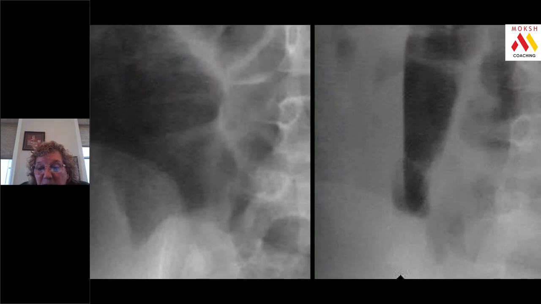And this was my attempt to blow it up, although it's hard to see, but right below the black gas, there's a little white stone that you can see, and that's the appendicolith.